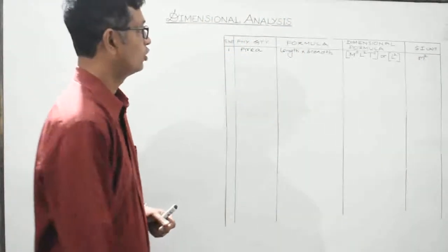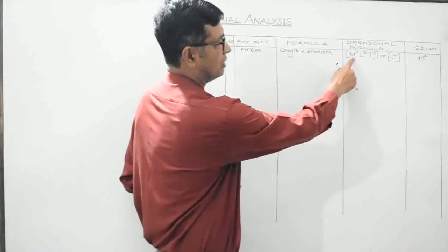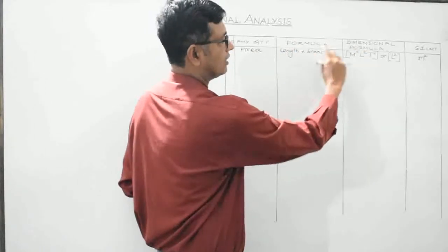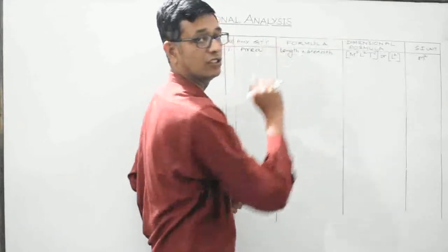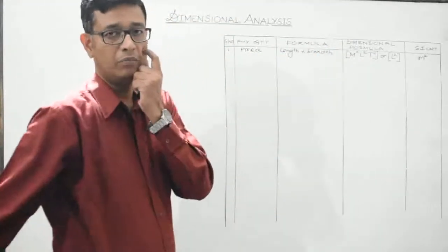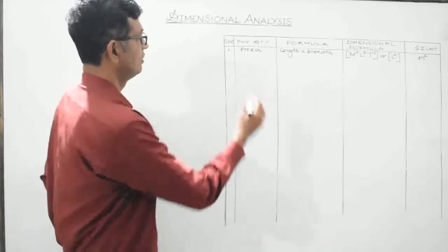Right? So the dimensions of area in mass is 0. The dimensions of area in length is 2. And the dimensions of area in time is 0. So this is the dimensional formula for area. SI unit is meter square. We all are aware of it.